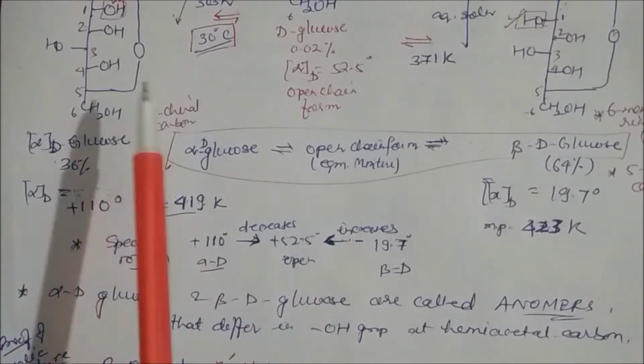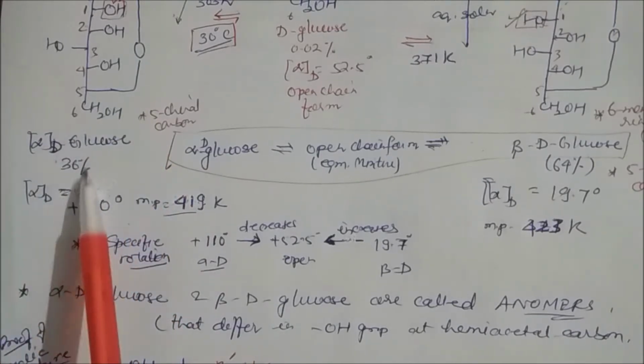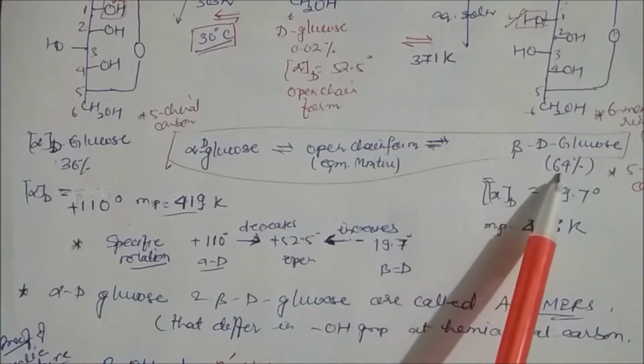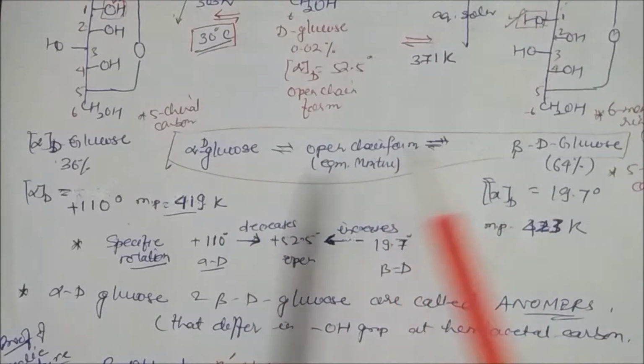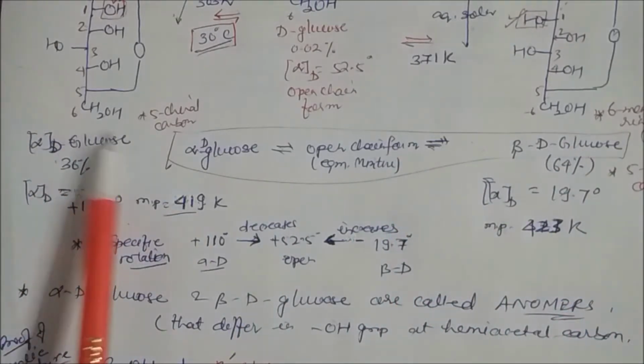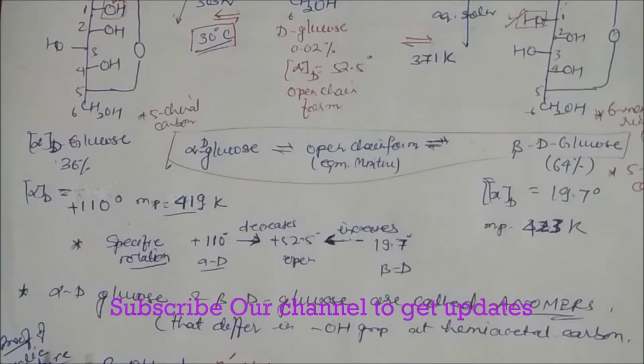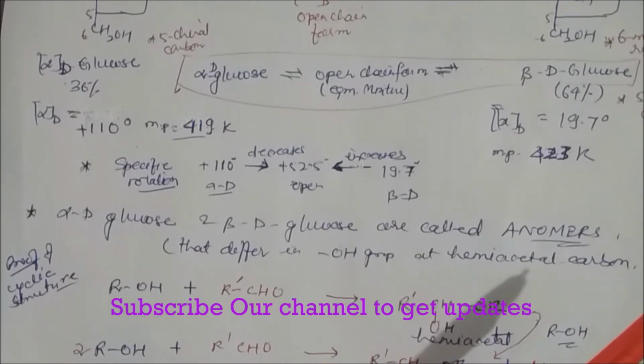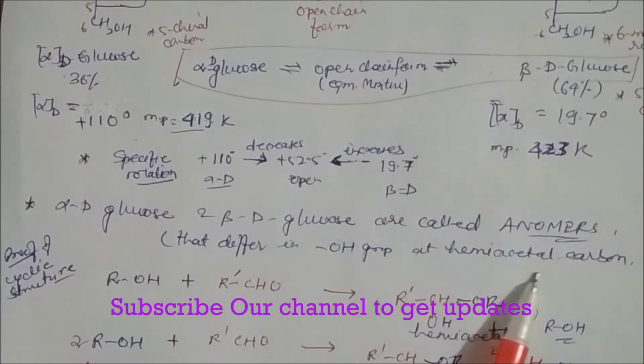And one more thing, alpha D glucose is 36%, which is very less, but beta is 64%. This is more. Why? We'll see later the reasons why beta D glucose is more stable than alpha D glucose. So alpha D glucose and beta D glucose are anomers, which differ in the OH group at the hemiacetal carbon.